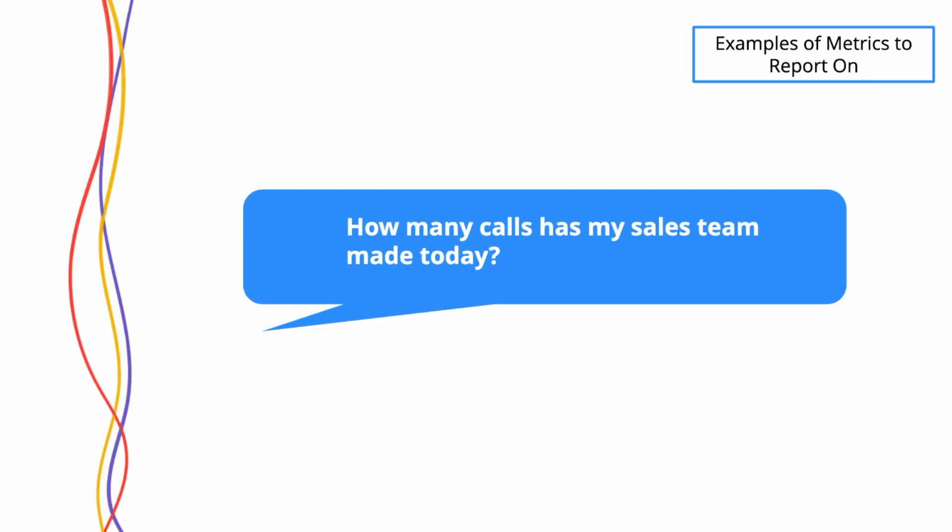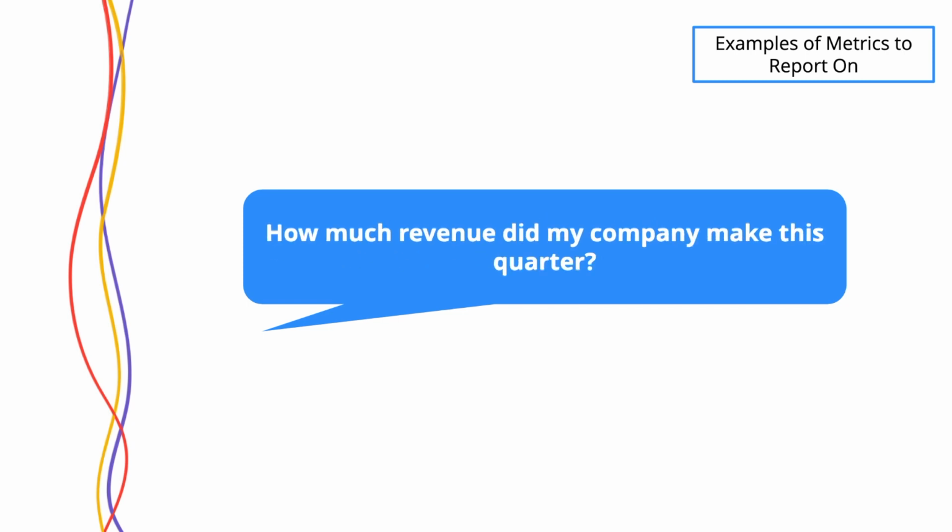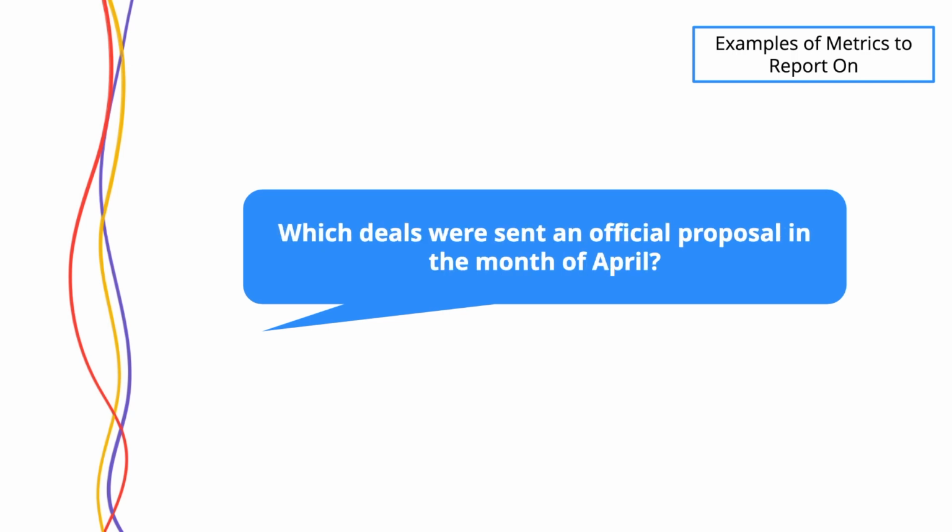So things like, how many calls did my sales team make today? Which leads were added to the CRM this week? How much revenue did my company make this quarter? And then you can even drill down even further onto things like, which deals were sent an official proposal in the month of April of 2017. The reporting in the CRM is extremely flexible if you've put the fields in the system to properly capture that.